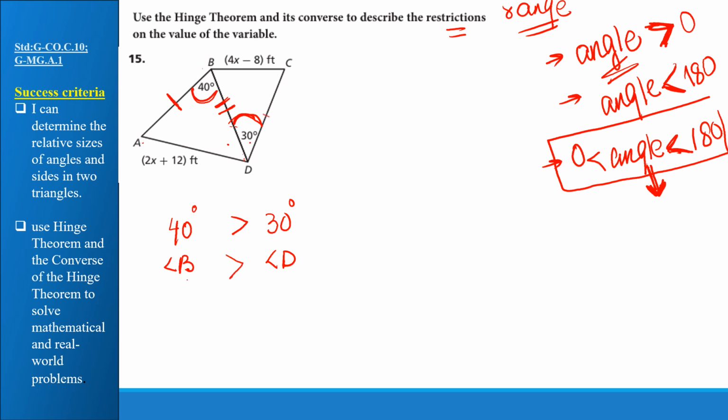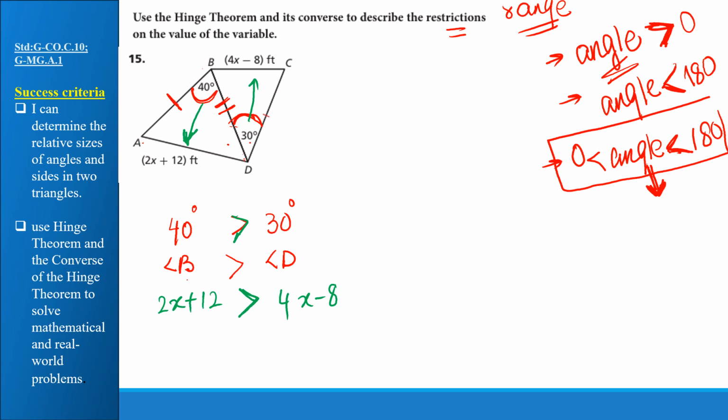Now check the opposite sides. The side opposite to that included angle of 40 is 2x plus 12, and the opposite of 30 is 4x minus 8. Since 40 is bigger than 30, similarly their opposite sides will have the same sign.